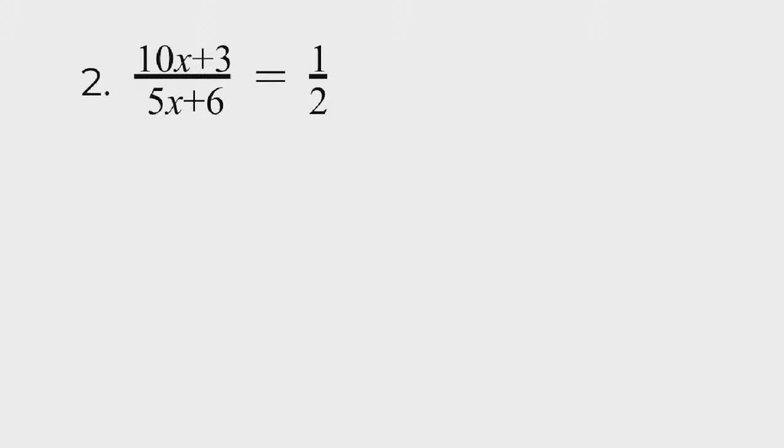Number 2, so again we want to first find our domain. We're going to look at the denominators of the original problem. So we can't divide by 0, so that means we want to set 5x plus 6 not equal to 0. So then to solve for x, we're going to subtract 6, so 5x cannot equal negative 6, and then divide by 5, so x cannot equal negative 6 over 5. And that's going to be our domain.